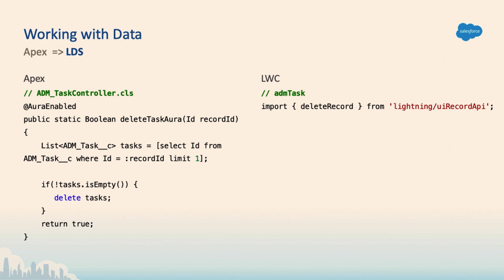All the wire adapters included in the Lightning UI APIs respect object CRUD rules, field level security, and sharing. So in this case, I'm just deleting a record, but there's also a get record method. If I was using that, I wouldn't have to worry about all the security. It's being done for me with Lightning Data Service.